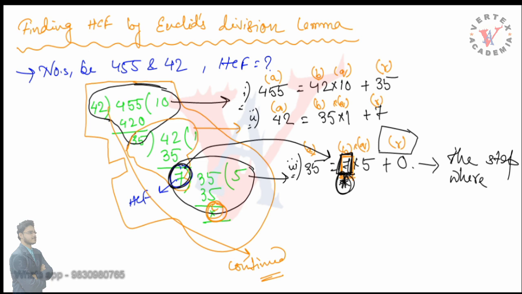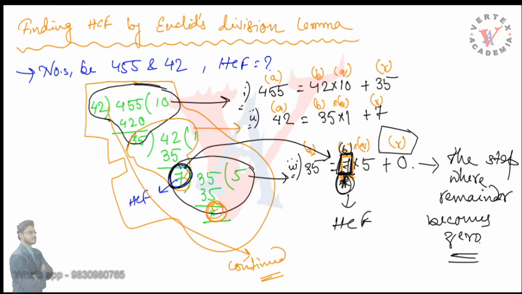where the remainder becomes 0, the dividend or the B in that step is the required HCF. I hope this is clear. I have tried my best for you.